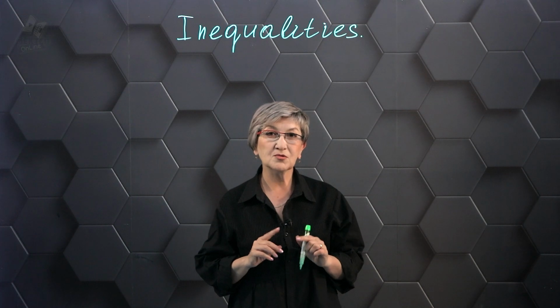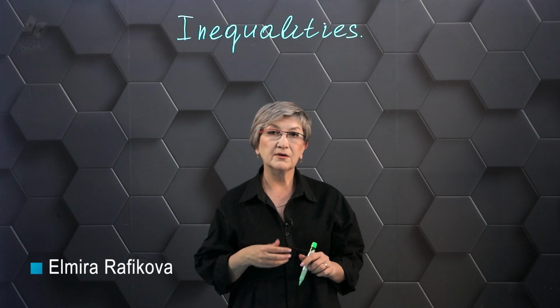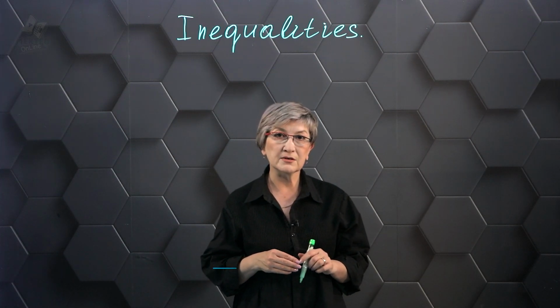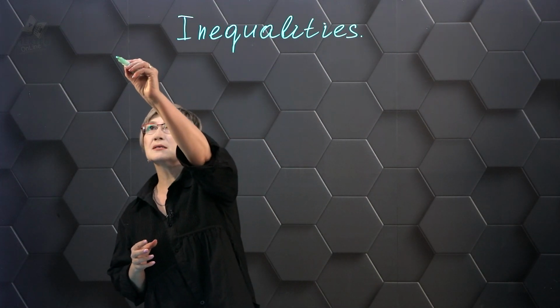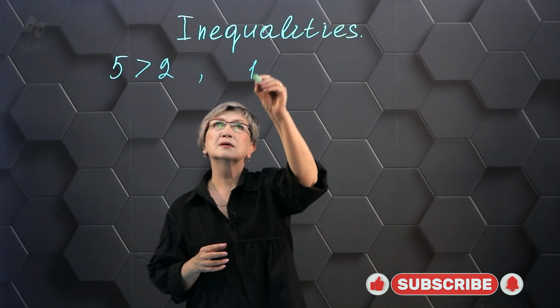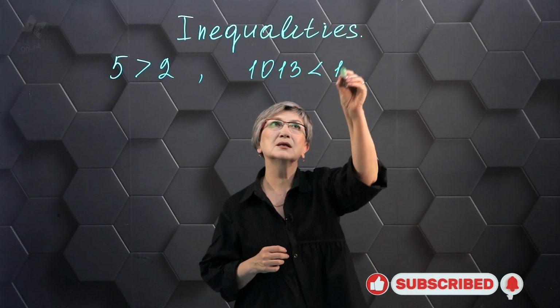Hello! In today's lesson, we're going to learn about inequalities. You've already compared numbers before, and that is called an inequality. For example, 5 is greater than 2, or 1,013 is less than 1,021.